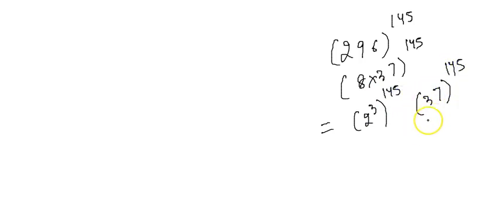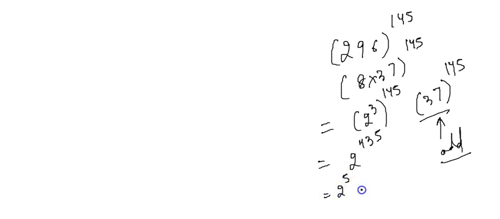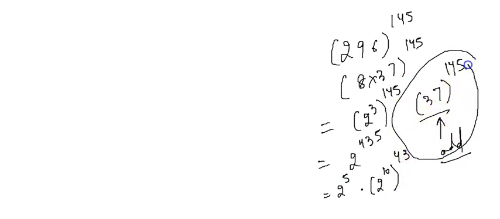Now this is that odd case which we have done earlier also. For 2 to the power 3 raised to the power 145, we can multiply 145 by 3, so we will get 435. So we can write it as 2 to the power 5 into 2 to the power 10 raised to the power 43. This you can solve, it is your homework. So 2 to the power 5 is 32, 2 to the power 10 is 1024 raised to any odd value, so it would be 24 only.